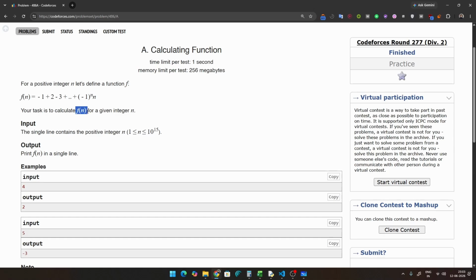Now I'm sure a lot of you can do this simply with a for loop: if it's an odd number, subtract, if it's an even number, add, and then calculate the function f(n). This is a valid solution, except it doesn't work in this case because of this single line right here. The single line contains the positive integer n, where n is from 1 to 10 to the power of 15.